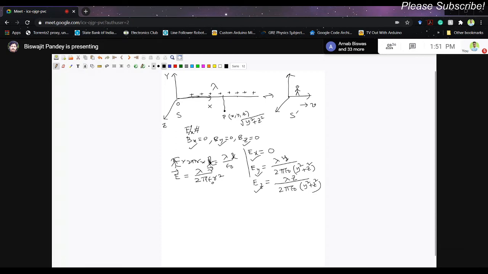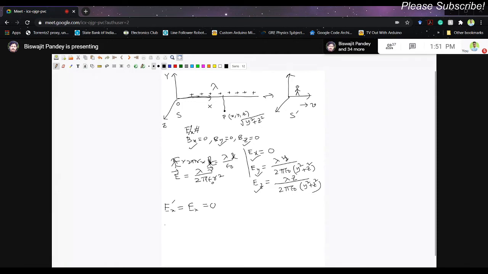So there will be both electric field and magnetic field in the prime frame. And if you want to calculate the values, it is straightforward because we already know the transformation. So what will be the electric field in the prime frame? Ex prime is Ex in this case, which is 0. So in that frame also Ex prime will be 0.